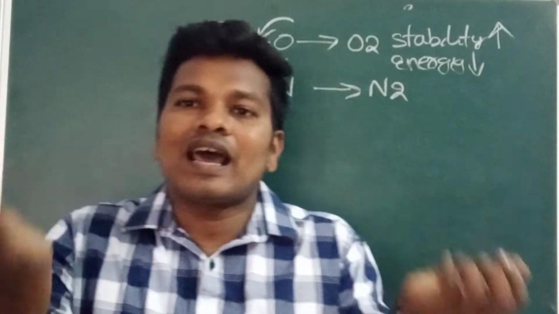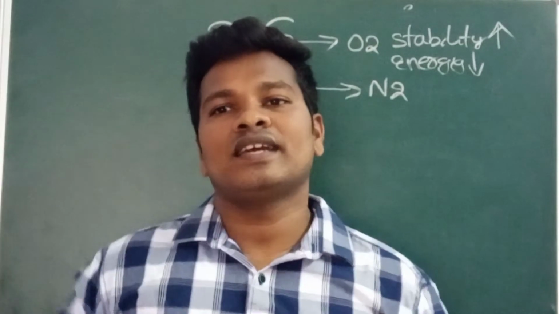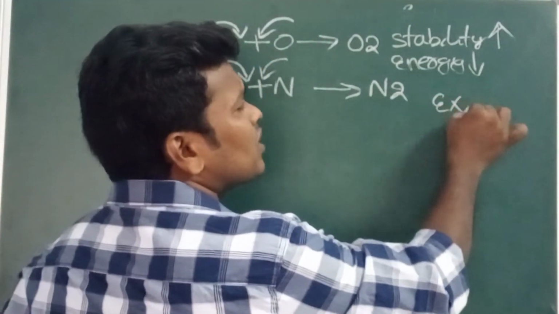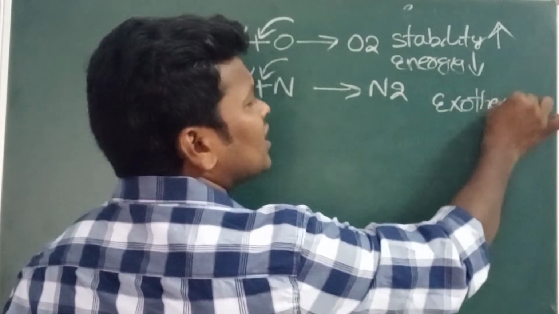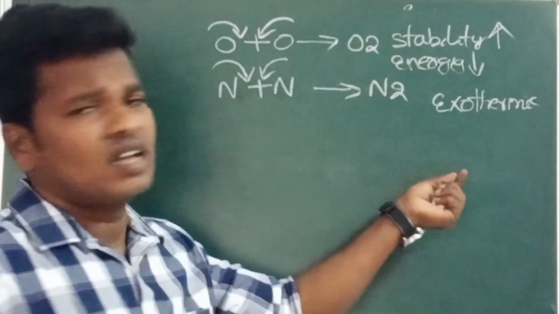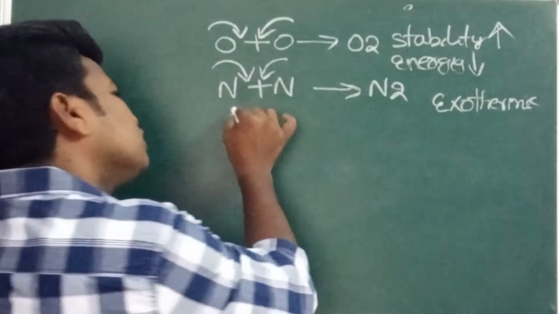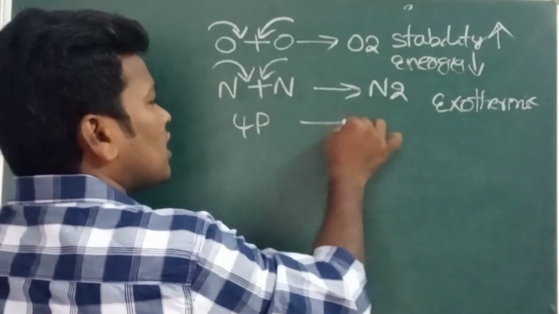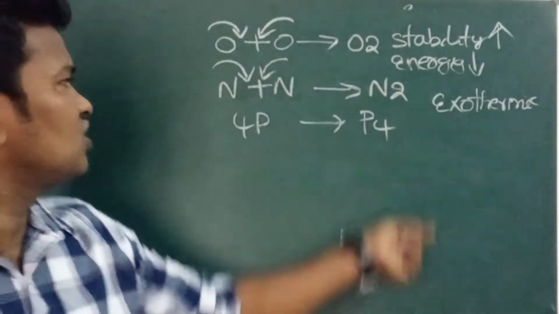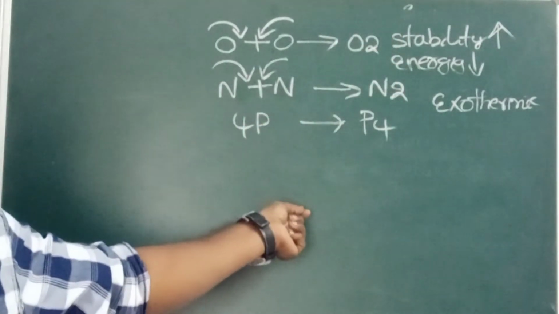Because before, they have more energy, and when they come close to each other, they release energy. This process we call exothermic. Exothermic means releasing of heat or energy. For example, 4 phosphorus atoms combine to form P4. Stability is increasing, energy is decreasing. When the atoms come close to each other, energy decreases.